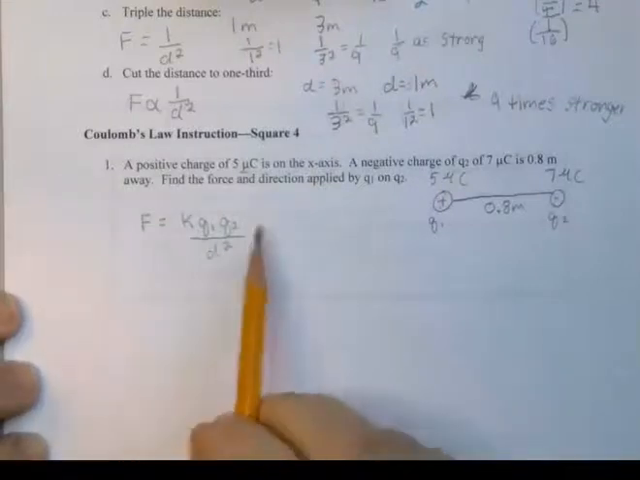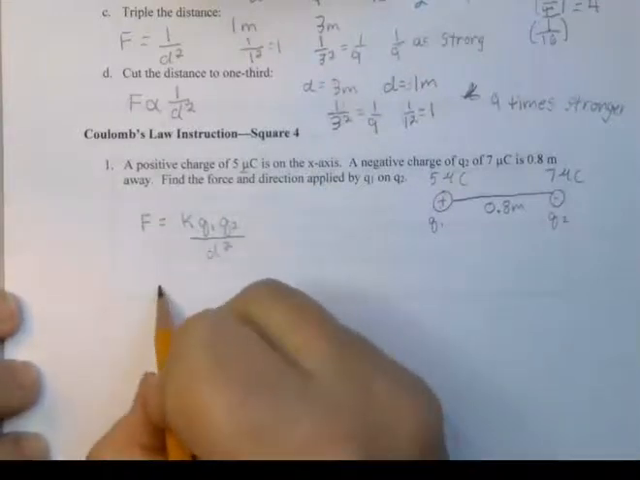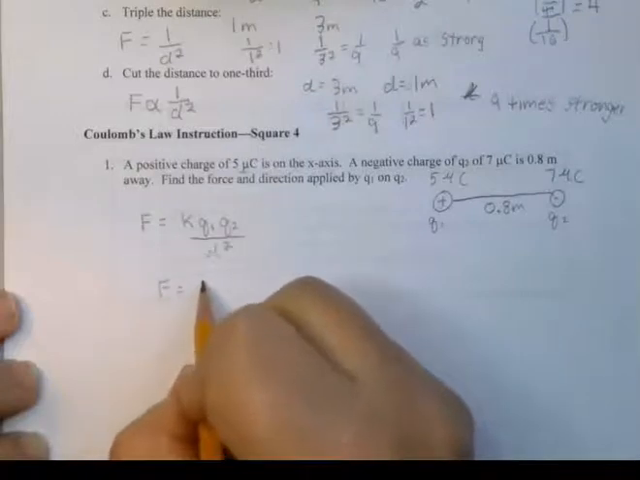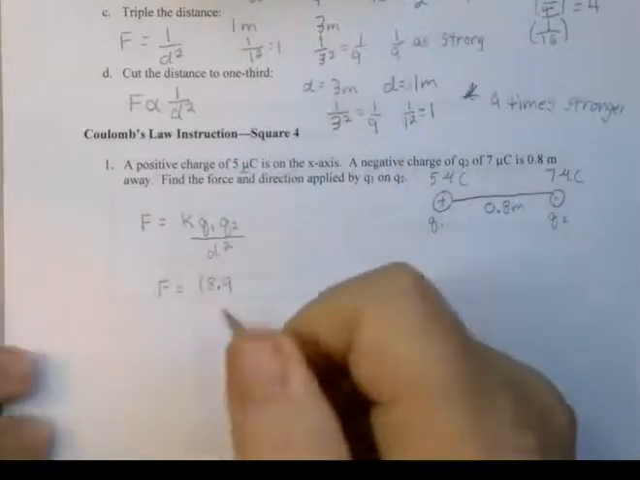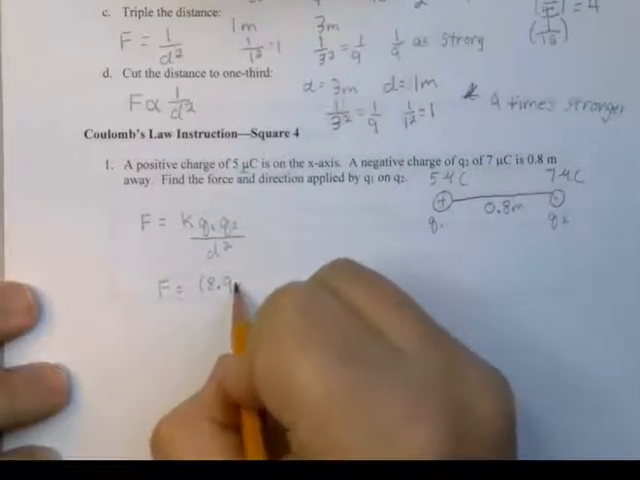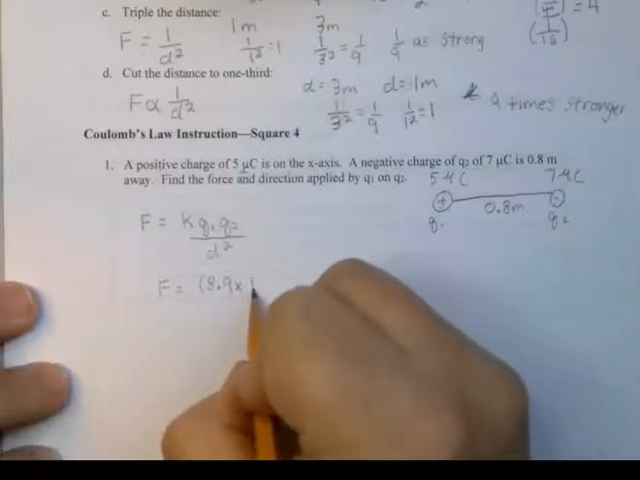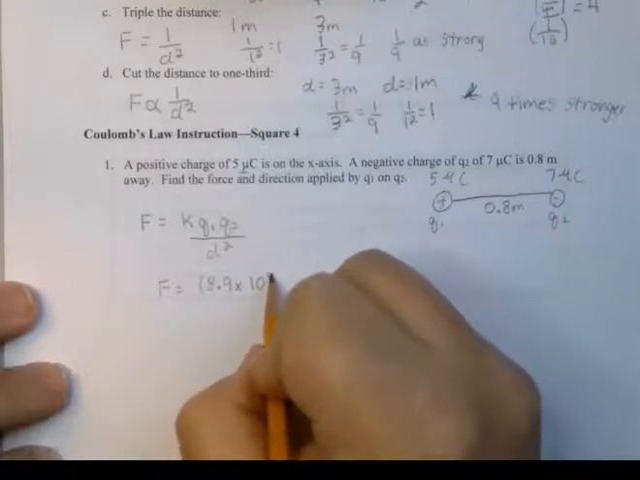Okay, so let's go ahead and write this out. So force equals, and I always put scientific notation numbers in parentheses. I think it's a good practice. Otherwise, it can be a little confusing. They can look a little hard to read. So it's 10 to the 9th.